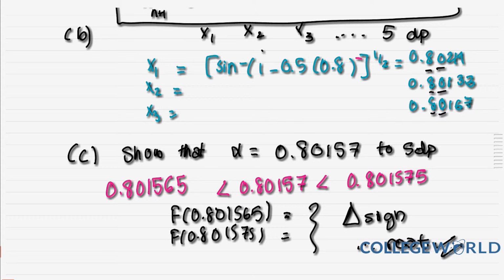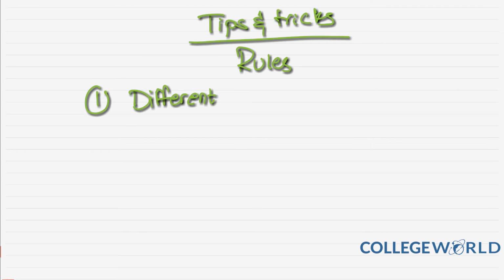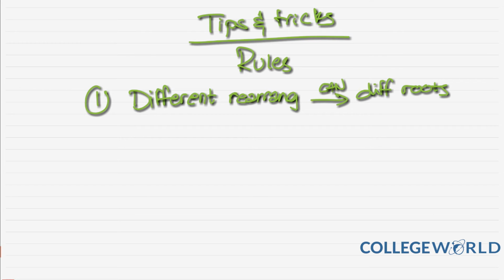There are more things like notes I'm going to add, but I'll leave that to the last part, which is our tips and tricks. So, what are these? First of all, you need to know the rules. There are certain rules I need you to know. The first one is that different rearrangements, meaning different iteration formulas for the same f of x, can give you, not must give you, different roots.